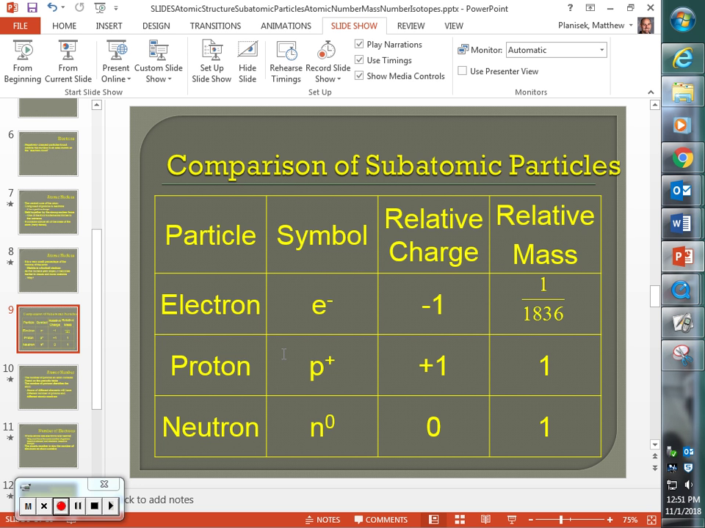Essentially, if these numbers in the relative mass fraction here represented something, the 1 would represent the proton, and the 1836 would represent electrons. Basically, for every 1 proton, we would have to have approximately 2,000 electrons, or a little bit less than 2,000 electrons, in order to balance out the mass. Okay. So yeah, if you wanted to think of it that way, that would be fine.